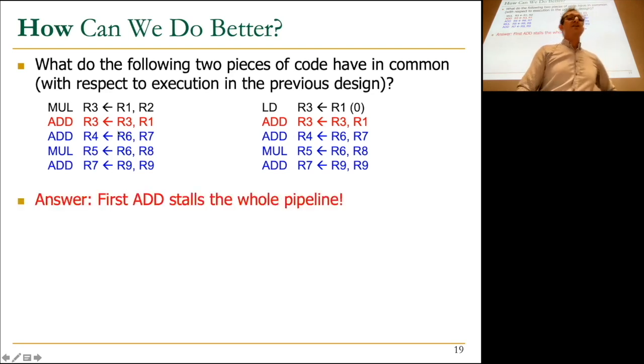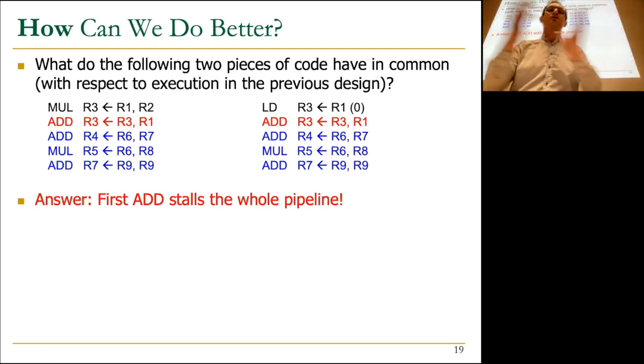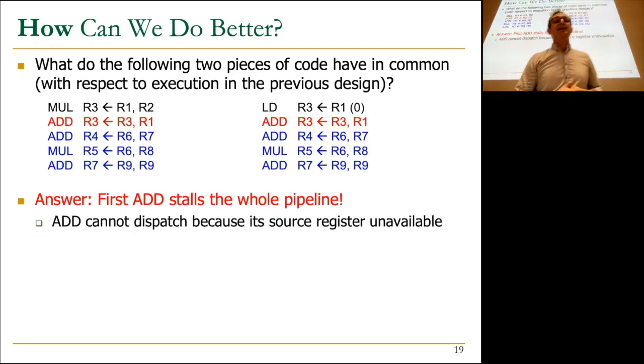But basically, when you fetch the first add, it stalls the whole pipeline because it's waiting for this R3 to be available, right? Assuming that multiply takes a long time and load takes a long time, okay? If it takes one cycle, it's not going to stall the pipeline, but unfortunately, the pipeline may be long, so it depends on when you actually generate the value. So basically, add cannot dispatch because its source register is unavailable, because it's dependent on the multiply or the load.